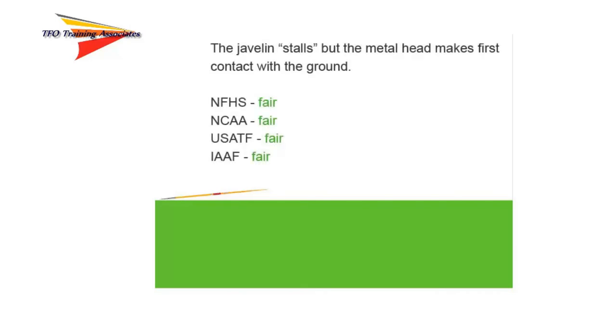In this first scenario, the javelin stalls, or does not follow a customary flight path. However, as it descends, the metal head drops, and it makes first contact with the ground. In all jurisdictions, this is a valid throw, and is measured from the point where the metal head first makes contact with the ground.